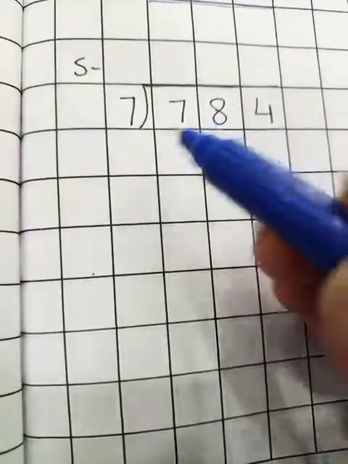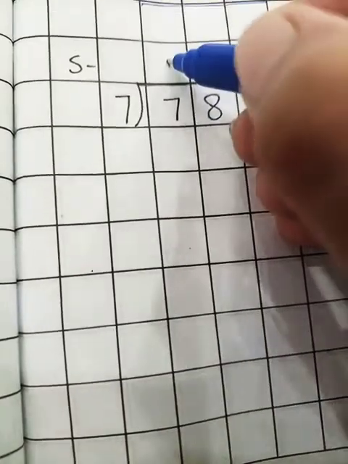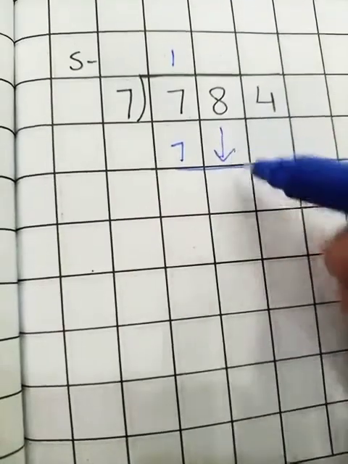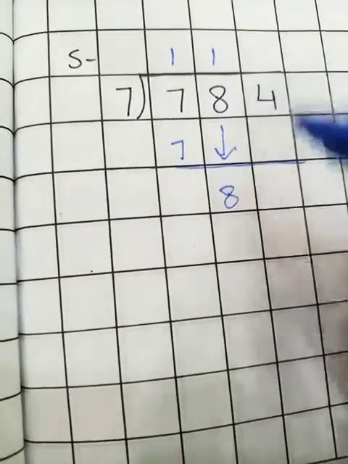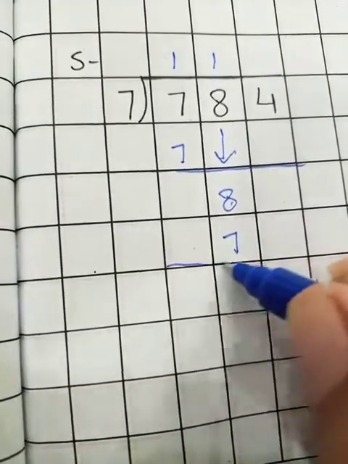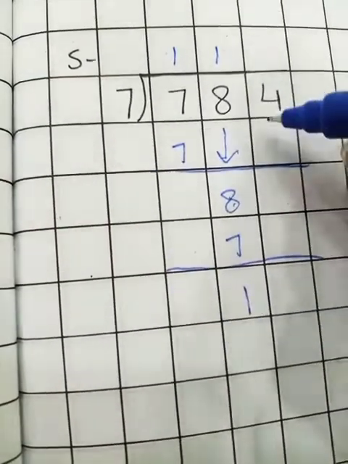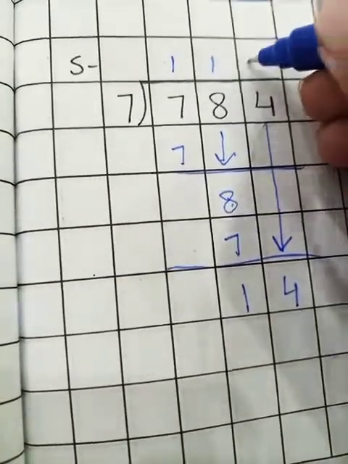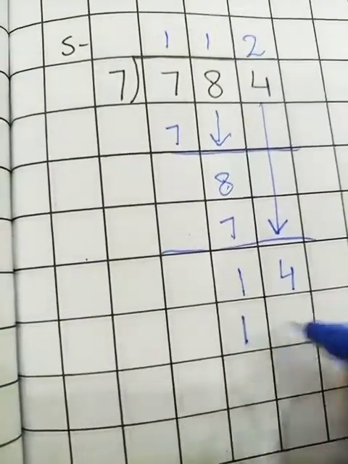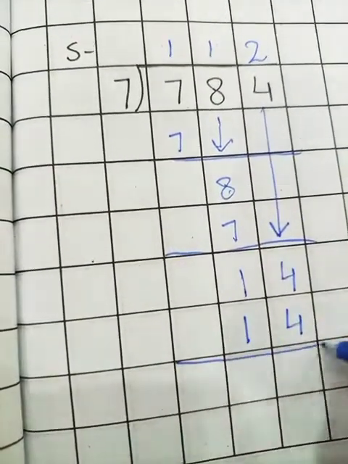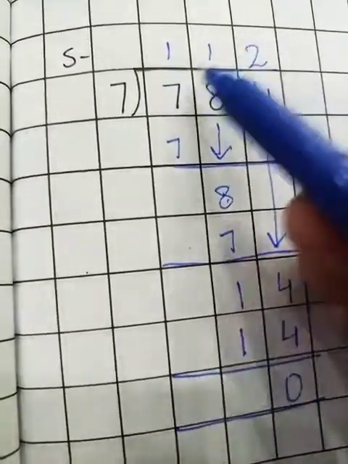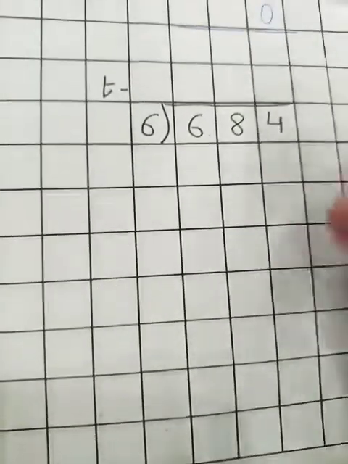Next is part S. Compare the first digits. 7 ones are 7. Simply 7 minus 7 is 0, so bring this 8 down. 7 ones are 7 again. 8 minus 7 is, tell me students, 8 minus 7 is 1, so bring this 4 down again. This will become 14. 7 twos are 14. So students, 14 minus 14 is 0. Now students, what will be our quotient? The quotient will be 112.